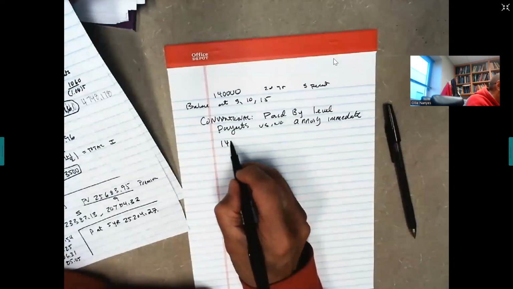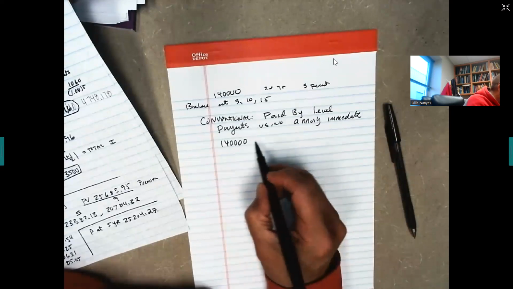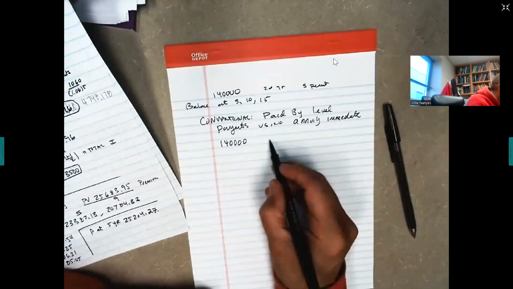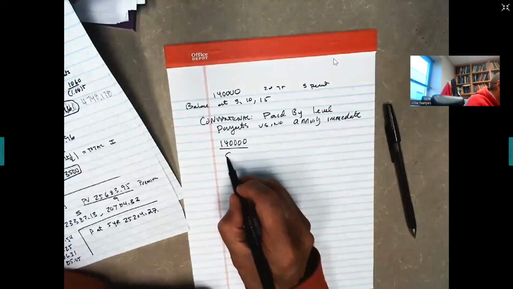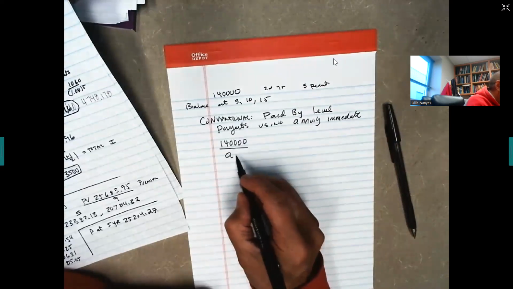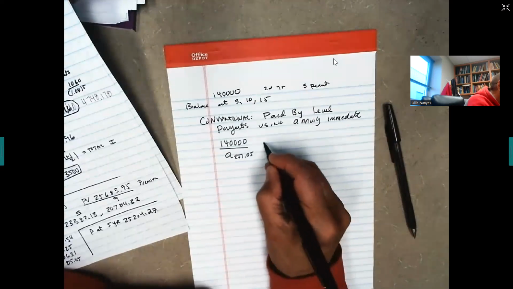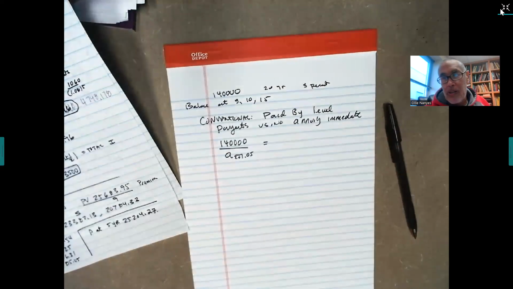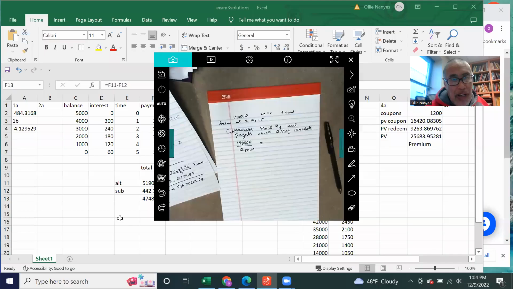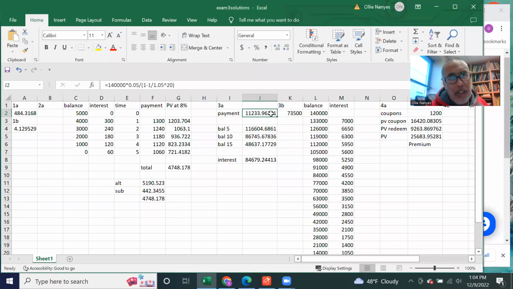So to find the payment, it's 140,000. You divide by, in this case, annuity immediate, 20 years at 0.05. And that works out. I did the math on the spreadsheet there, but there you can see right here is 140,000 divided by annuity immediate. And that works out to 11,233.96.